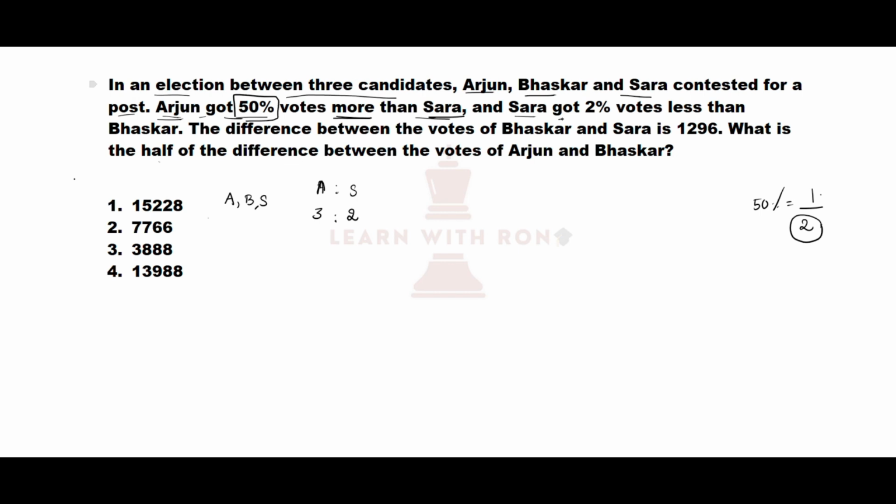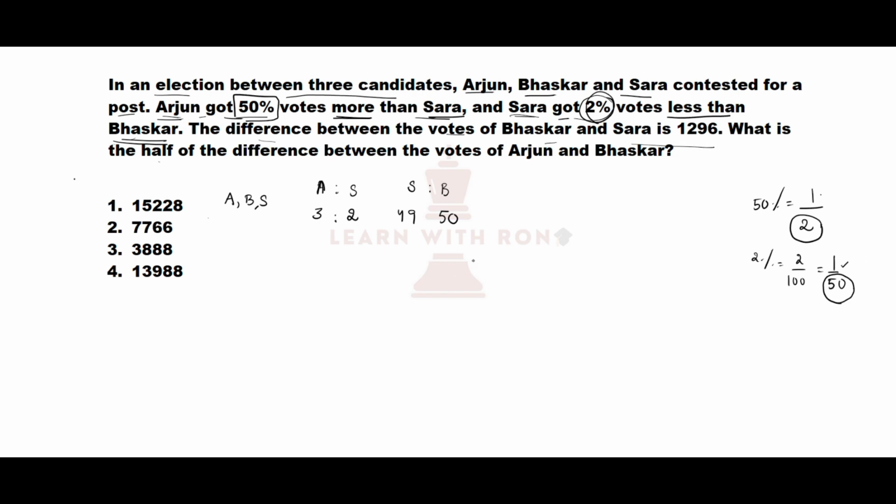Next part, Sara got 2 percentage votes less than Bhaskar. 2 percentage in the sense 2 by 100 only, right? Which is nothing but 1 by 50. Understand the sentence: if Bhaskar got 50 votes, Sara got 1 vote less. If I take the ratio of Sara and Bhaskar, that is 49 is to 50. Now they said the difference of votes of Bhaskar and Sara is 196.